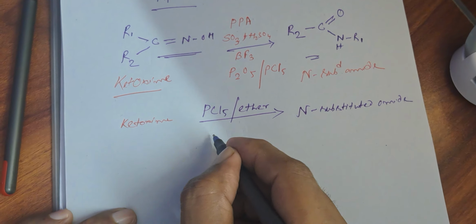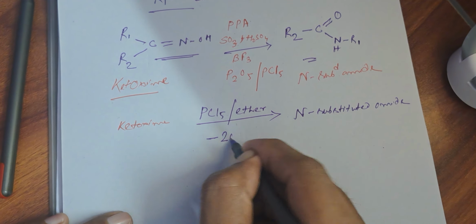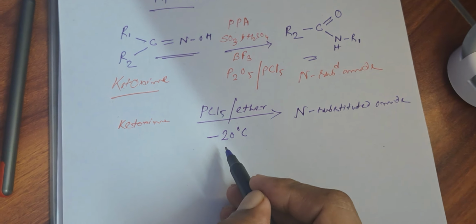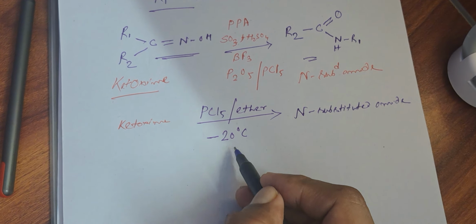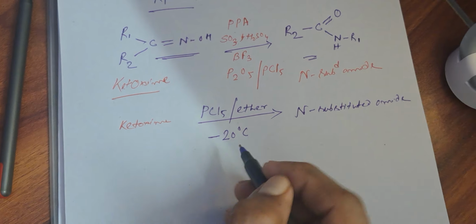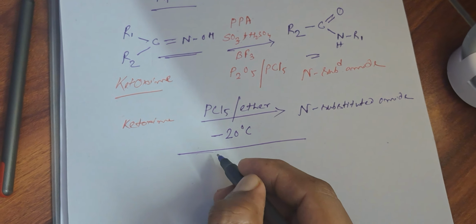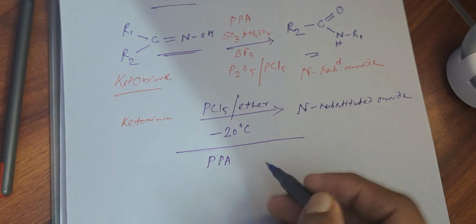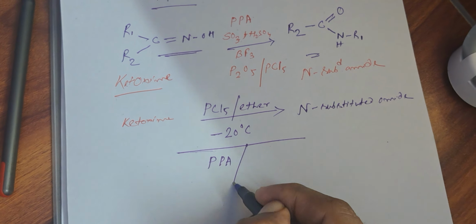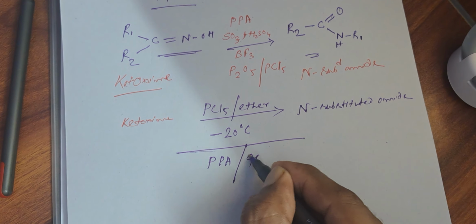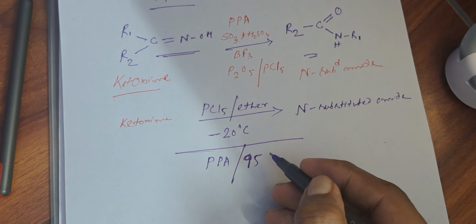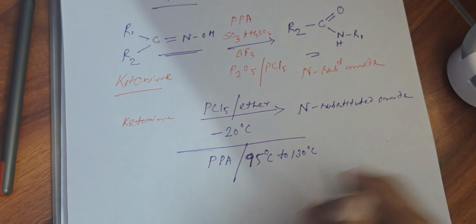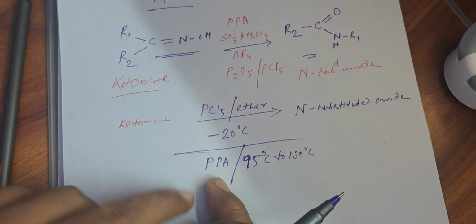Now the temperature must reach minus 20 degrees centigrade. When you are opting PCl5, make sure that the reaction is in extremely cold condition, minus 20 degrees centigrade. This needs to be maintained. Suppose instead of PCl5 you have chosen PPA, polyphosphoric acid. What will be the condition? The condition will be extremely high temperature, that means 95 to 130 degrees centigrade. So this is the condition when you are opting PPA, not PCl5.